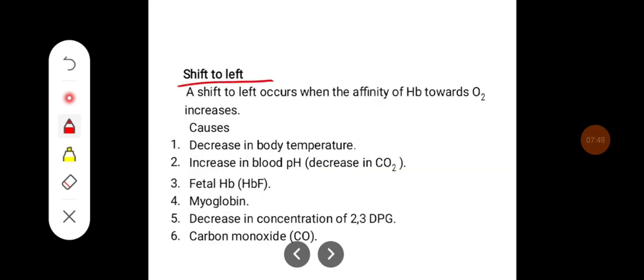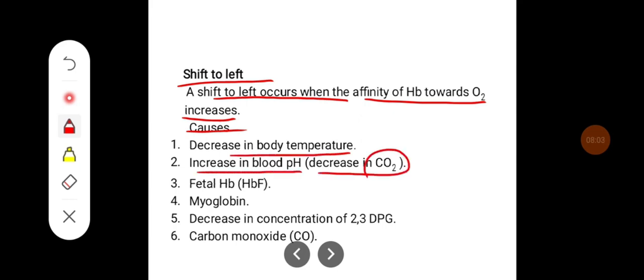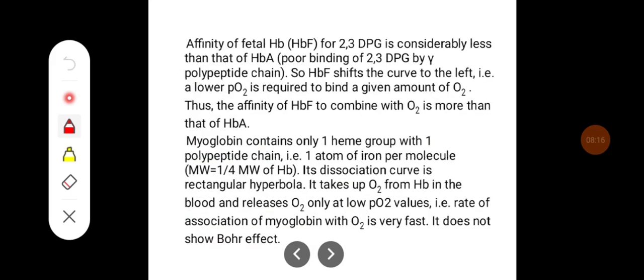Shifting of the ODC curve to the left side. A shift to the left occurs when the affinity of hemoglobin towards oxygen increases. Some of the causes are decrease in the body temperature, increase in the blood pH, that is, decrease in the carbon dioxide levels, fetal hemoglobin, myoglobin, decrease in the concentration of 2,3-DPG, and carbon monoxide poisoning. They are going to shift the curve to the left side.